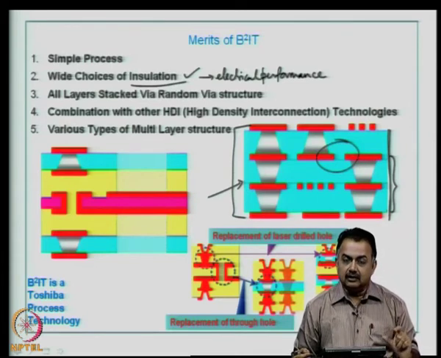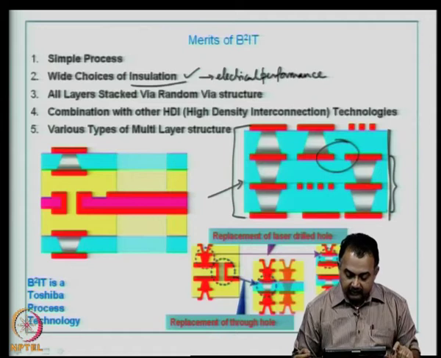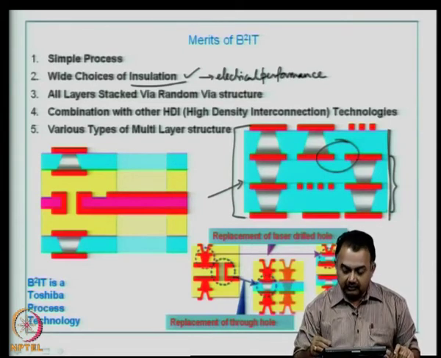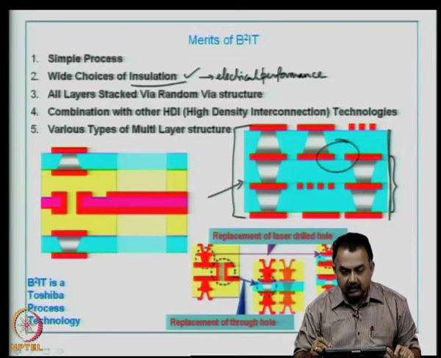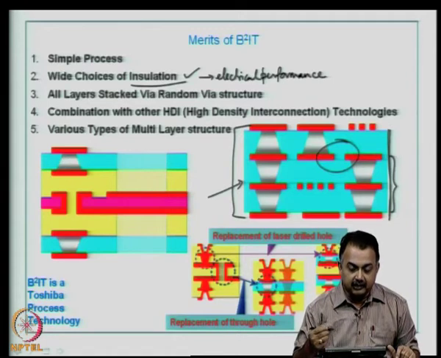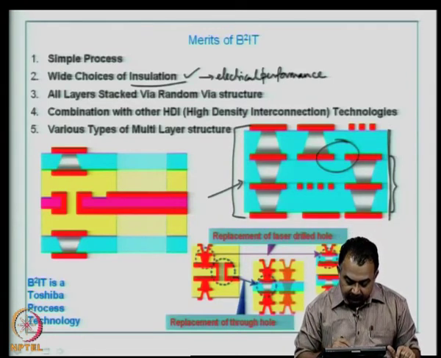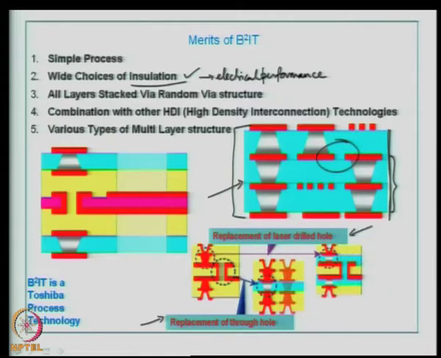But the focus or the merit of B squared IT is that it presents a solution to a problem of laser drilling and mechanical drilling. So, you can eliminate laser drilling, you can even eliminate mechanical drilling. So, B squared IT is a replacement for a through hole, it is a replacement for a laser drilled hole. Okay. So, we are able to design high performance, high end multi-layer structures.